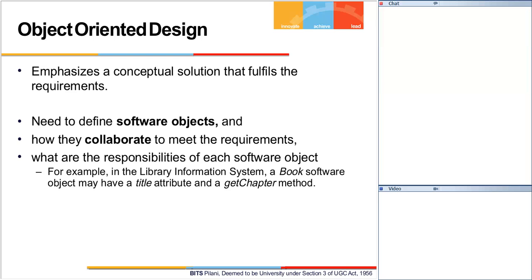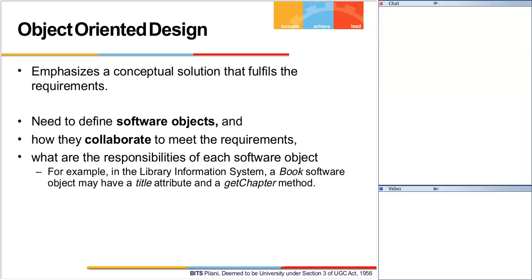Design is what you are actually used to: drawing a class diagram, identifying the attributes and behaviors of each entity or each object. Whereas in the analysis model, we are just identifying the real world objects. You do not get into identifying the attributes or the methods, right? Whereas in the object-oriented design, there's an identification of the software objects, how they will collaborate with each other, and what is the responsibility of each software object, right?